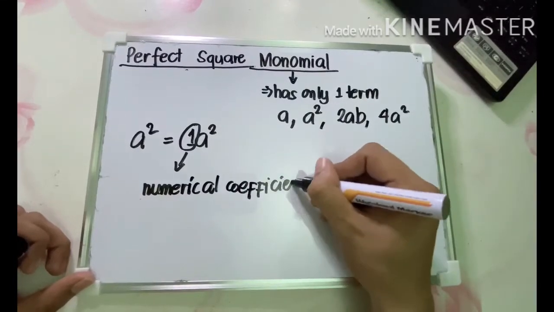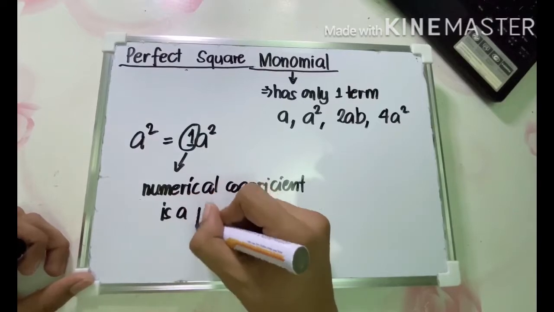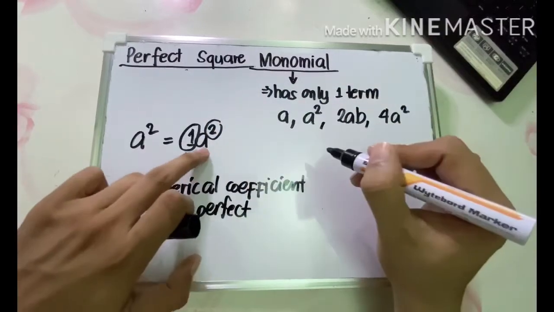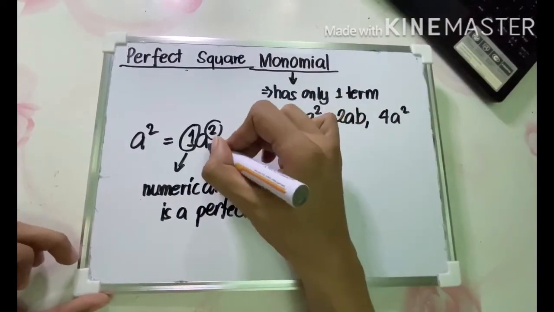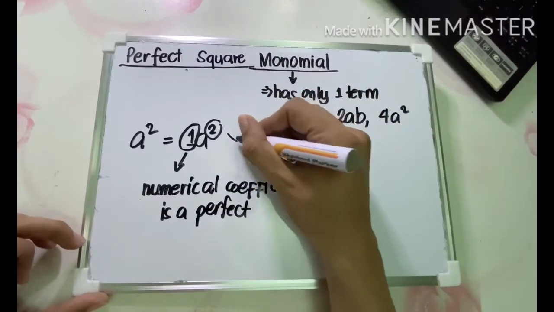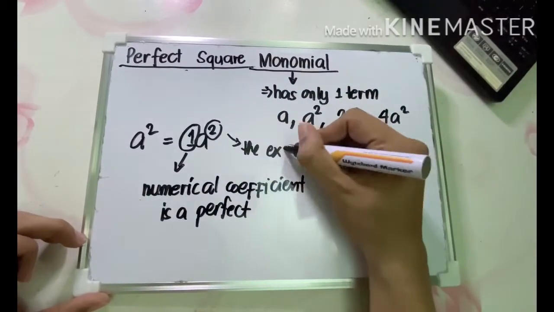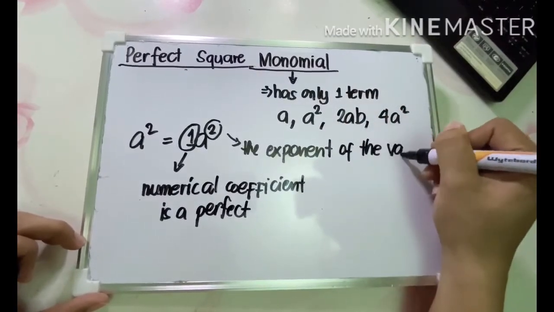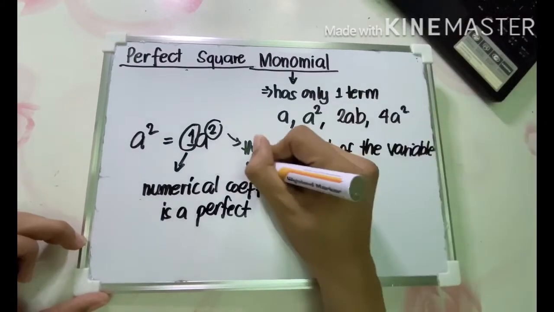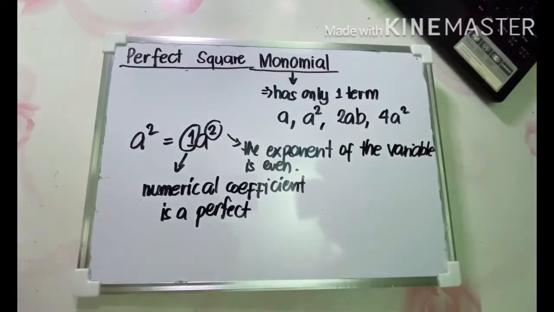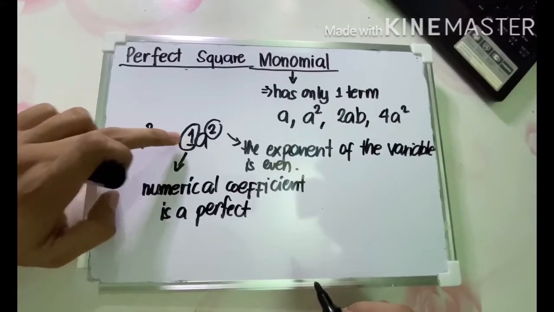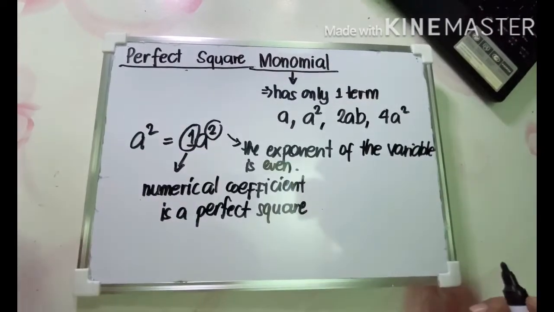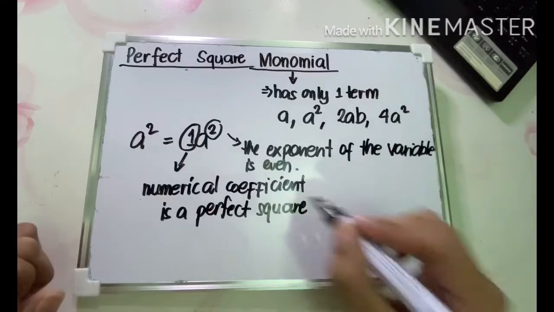Okay? And the exponent of the variable, a is the variable, okay? So the exponent of the variable is even. Okay, remember again, the numerical coefficient is a perfect square. The exponent of the variable is even.